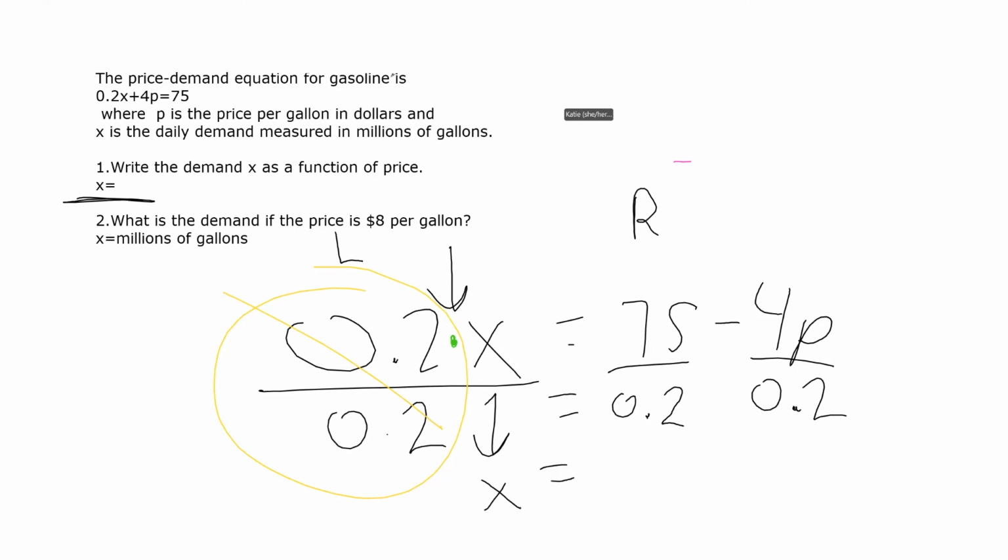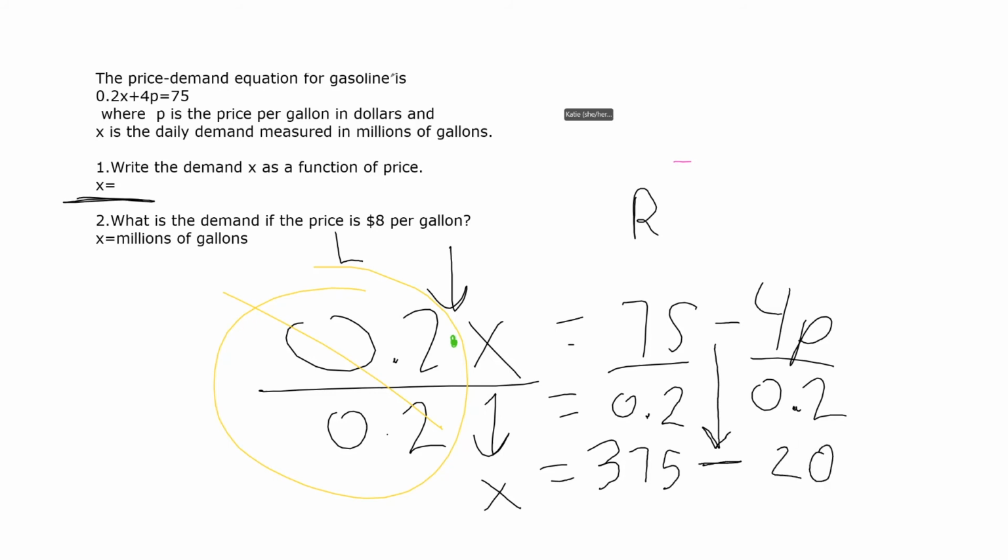Now we need a calculator. 75 divided by 0.2 is, I'm punching in the numbers, 375. Okay. Now, do not forget this minus. What is 4 divided by 0.2? Make sure you type in the right numbers in your calculator. Sometimes you don't, and you've got to check. 20.